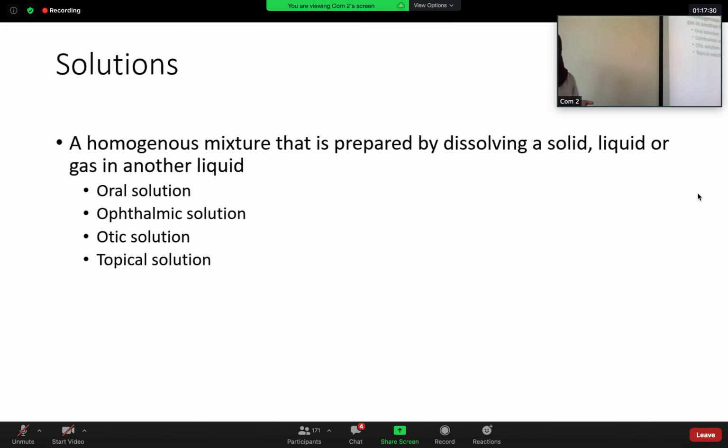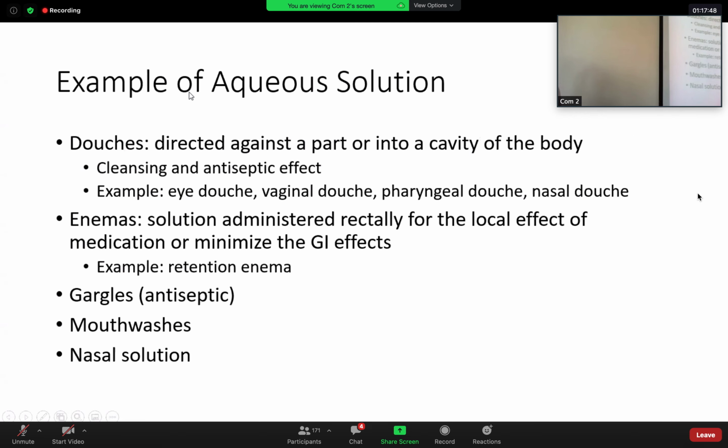Okay, we'll move to solutions. Here, we've probably covered most of that, but just to give you focus on the ophthalmic and the otic solutions. Again, they are solids or liquids that are dissolved into another liquid, basically. Some of the other aqueous solutions, other than otic, oral and ophthalmic, are the douches, the enema, the gargles, mouthwash, and nasal solutions.